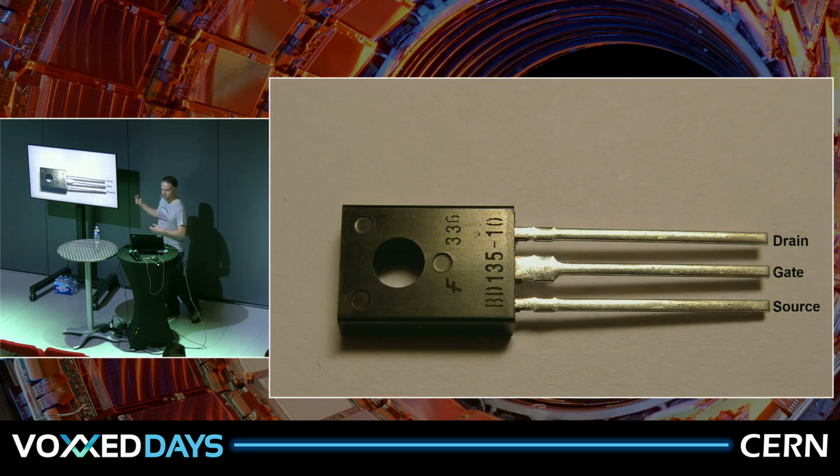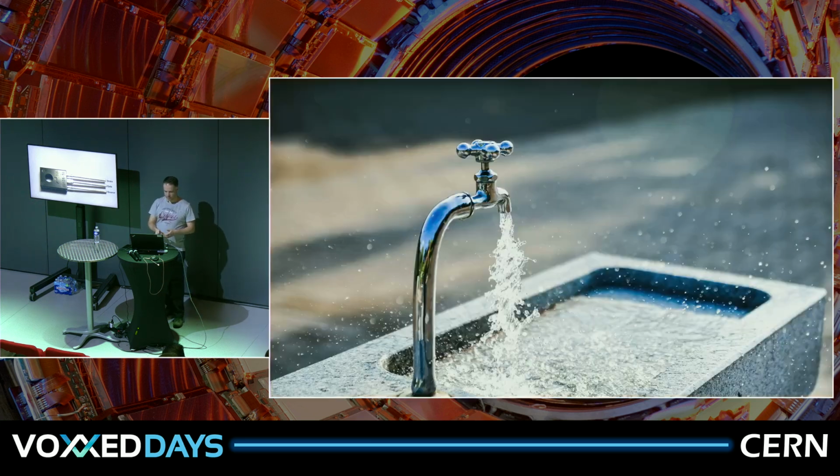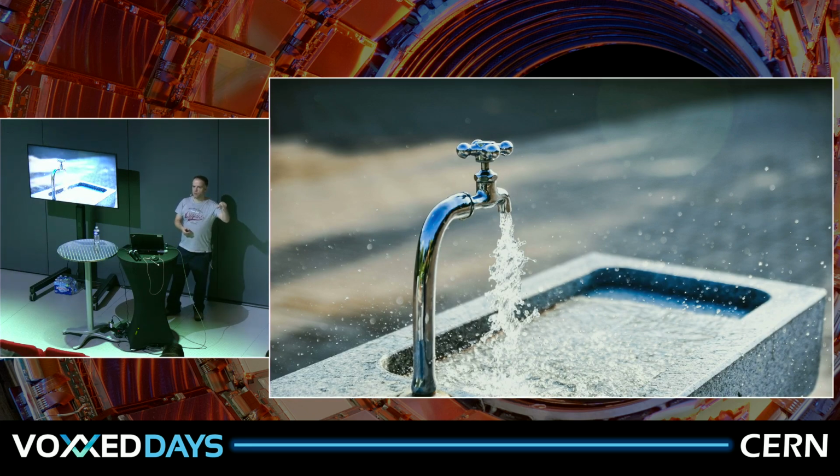So this is a transistor. It's basically the basis of all computer chips. And it has a drain, a gate, and a source. This was still when transistors were big, you could actually see them. And it works a bit like a water tap. Water flows out, you can control it, and then some amount of water flows out. With transistors, of course, it's electricity instead of water, but the principle is the same.